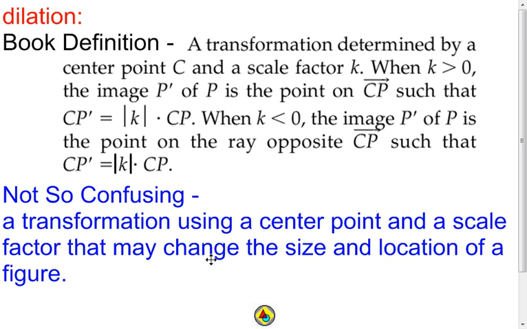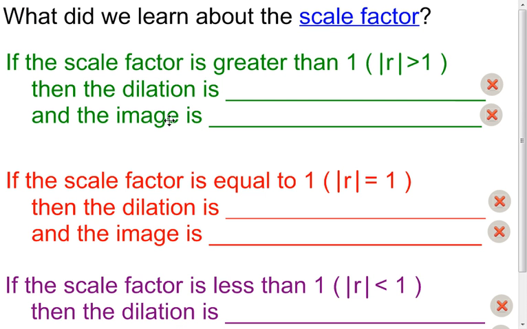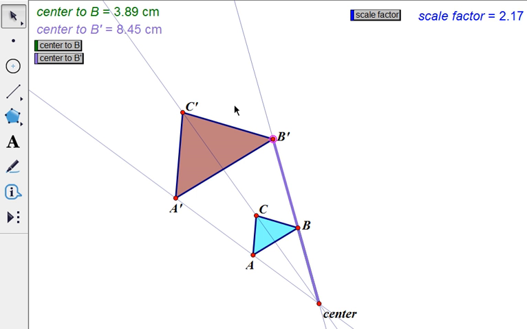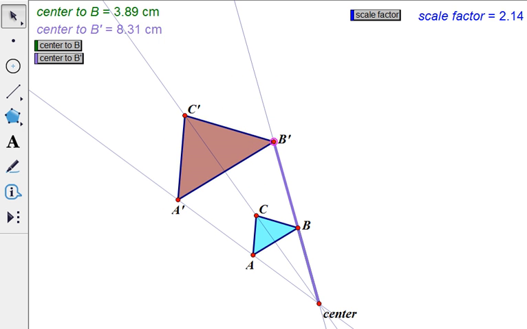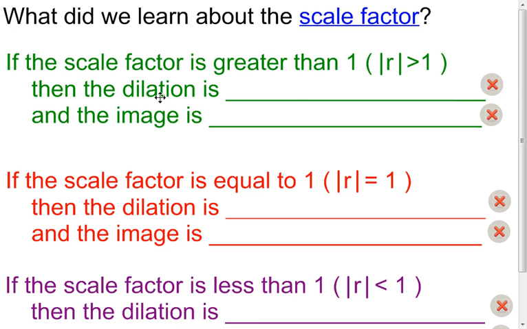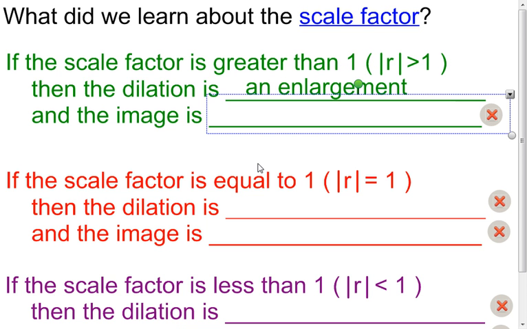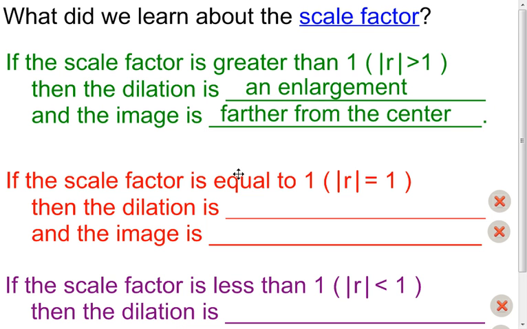Which is going to bring me back to, wrong one, this one. And I'm going to go to my next slide. So what I learned here is if the scale factor was greater than 1, well, right here it's greater than 1. What are we noticing about the image? 1, the image is an enlargement. It got bigger. And 2, the image is farther from the center than the preimage.